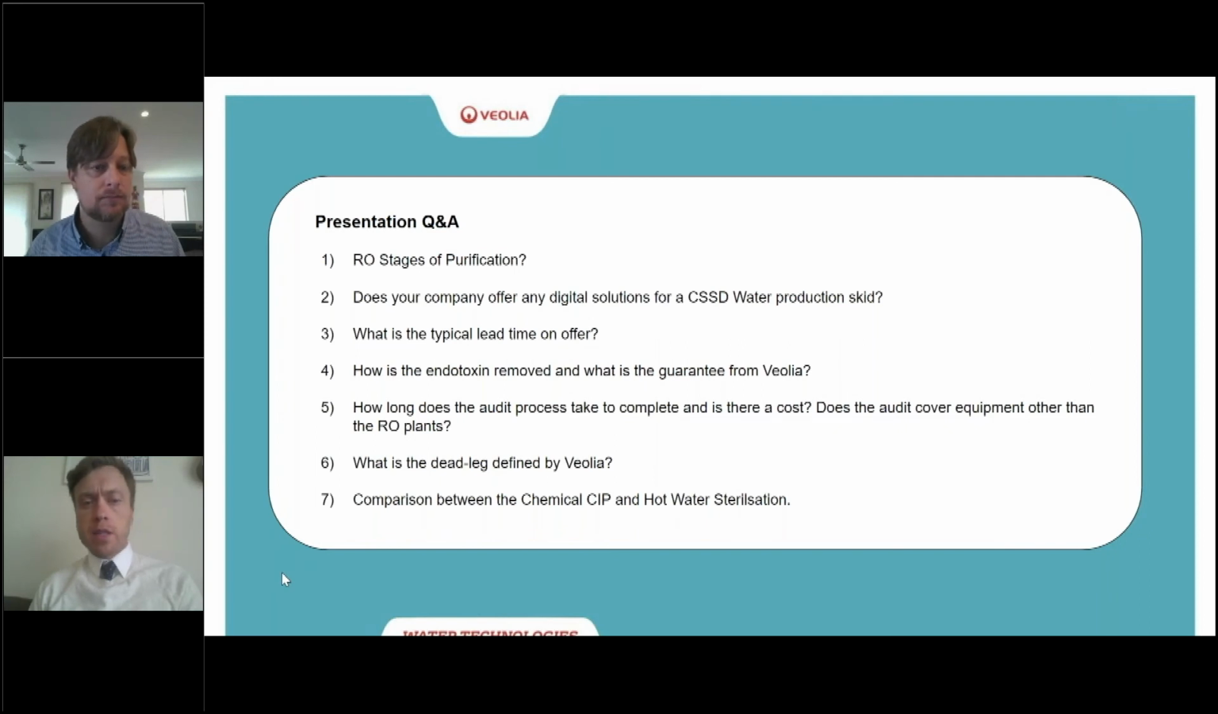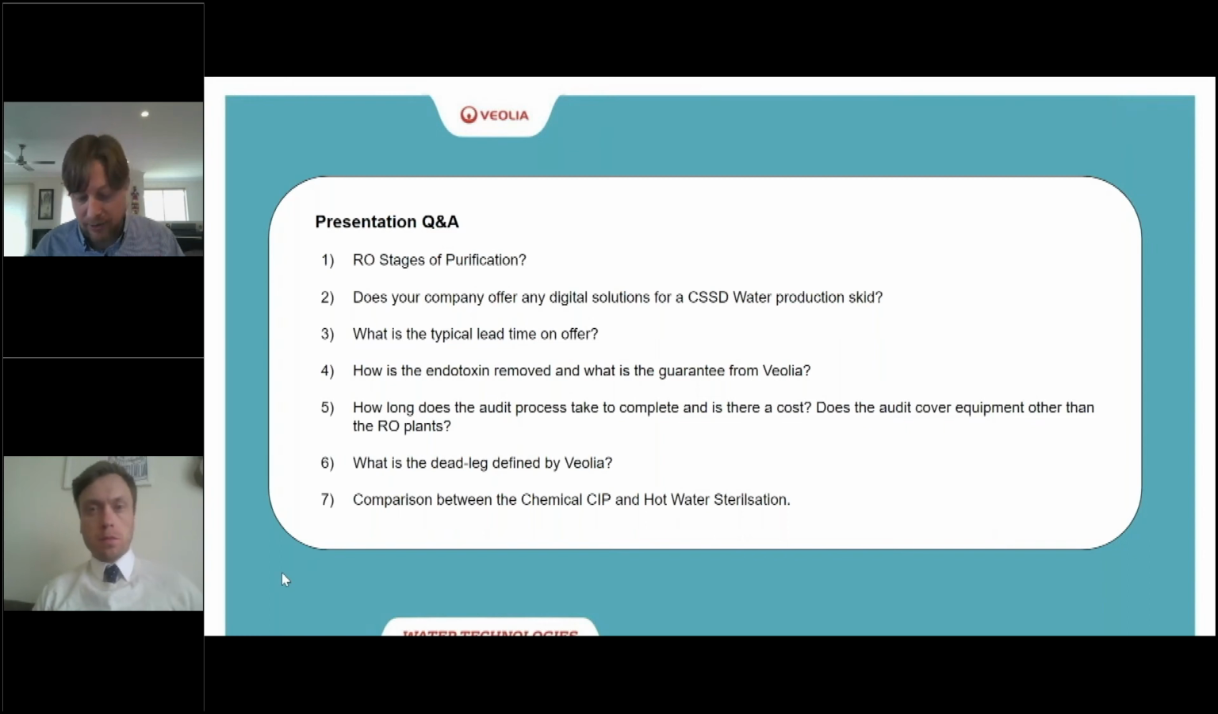Perfect. And the next one is, how is the endotoxin removed, and what is the guarantee that we offer from Veolia? Okay, so the endotoxin, obviously, part of that will be captured by the RO. But the endotoxin that we're really worried about in the loop, that's why we've got the endotoxin filter in the loop that's constantly polishing that water. We're pumping the water around the loop continuously, and any endotoxin that's floating in the water will be captured by that filter.